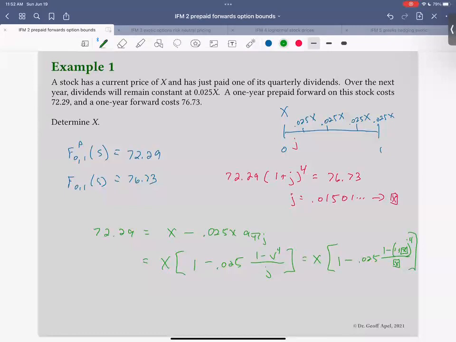Okay, so 1 minus 0.025 times the fraction 1 minus (1 plus X) to the negative 4, over X. And I got about 0.9036 for all that. Then I'll just take 72.29 divided by that and find out that my X is basically $80. So the X that they were looking for was 80.